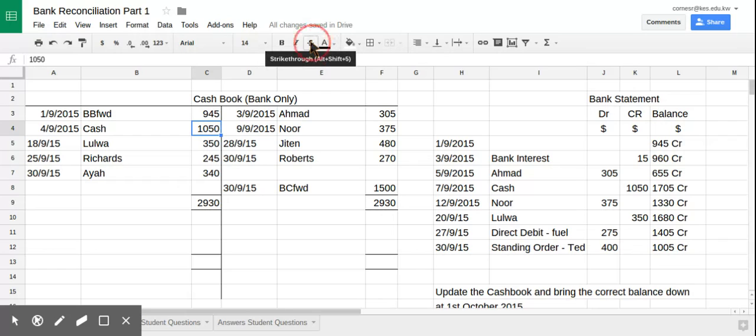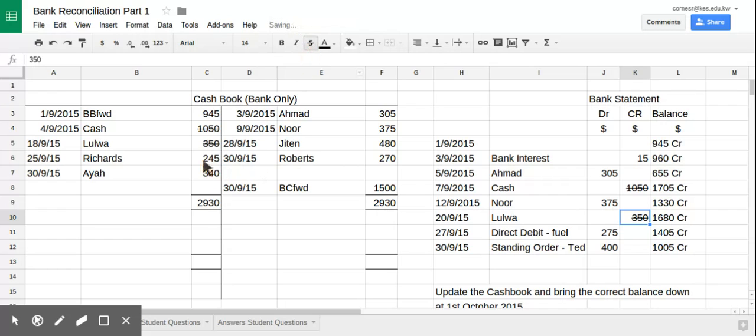So that 1,050, we'd expect it to be on the credit side of the bank statement. It's a debit entry, so we can tick that through, that occurred. We've got the 350 that Lulwa gave us, that's appeared. It's a credit, so that's increased the amount of money we can take out of the bank.